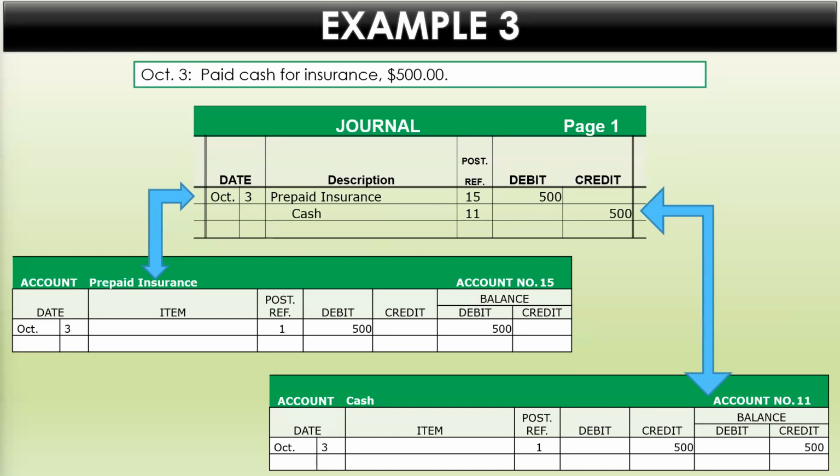Posting to the cash ledger, we enter the date, the amount, it is a credit for $500. Then we extend our balance, which in this example is $500 credit. We go over to the posting reference here in the cash ledger, and we have a 1 because that's the journal page number. We go back to the journal and we enter the number 11 because that is the cash account number.